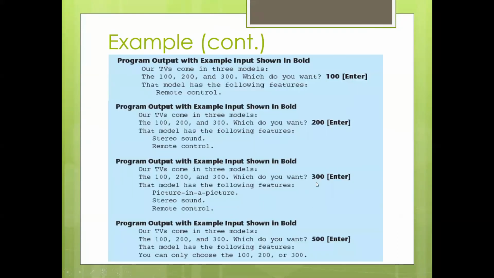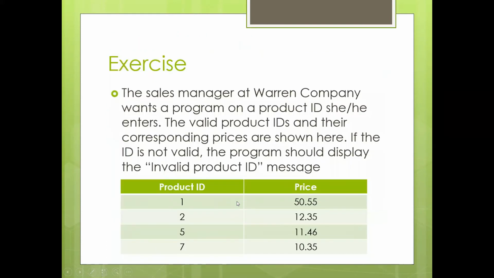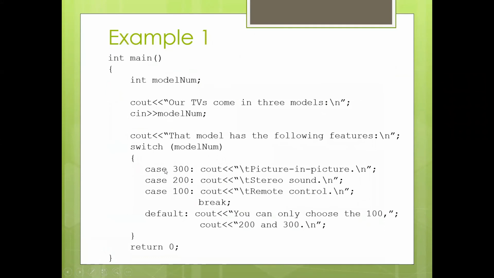So next dia masukkan 300. Kalau 300 tengok picture in picture, stereo sound, remote control, ketiga-tiga ni dia keluarkan sekali. Kenapa? So kalau you tengok 300 adalah yang pertama, 300 picture in picture. Ada break? Tak ada. Dia akan ambil juga dengan semua. Dia sambung semua sampailah dia jumpa break. Itu maksudnya bila awak tak letak break dekat setiap statement.